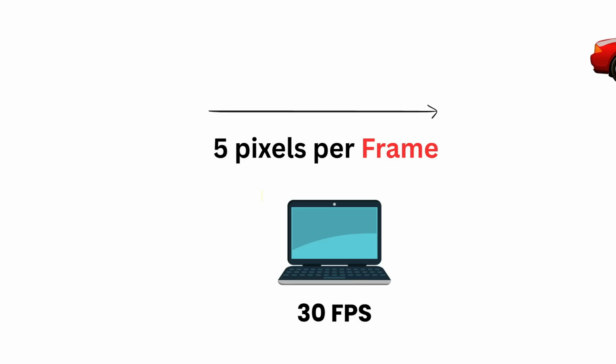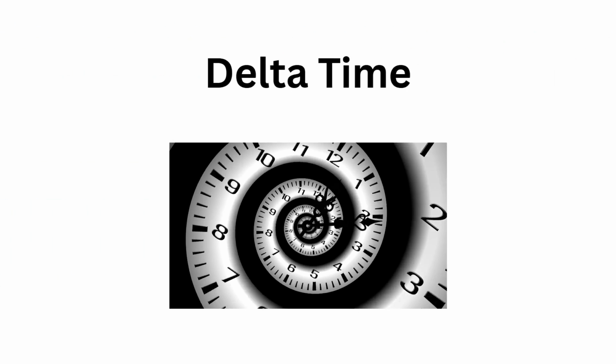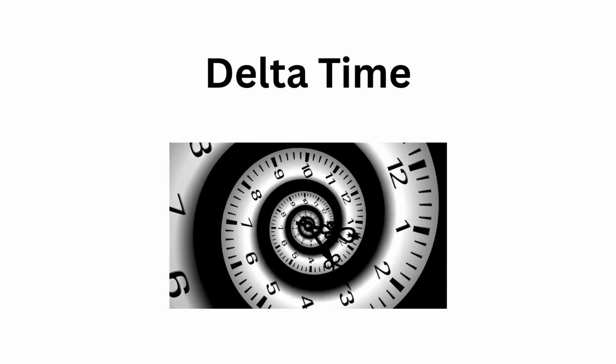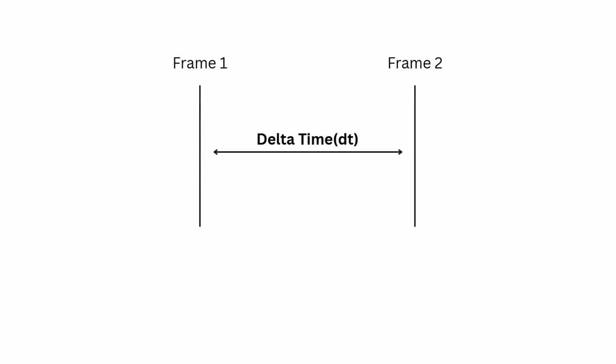And that is where delta time comes in. Delta time aims to fix this problem. Delta time tells us exactly how much real world time has passed between the last frame. So you can call it the time distance between two frames, and its value equals 1 divided by the total number of frames.